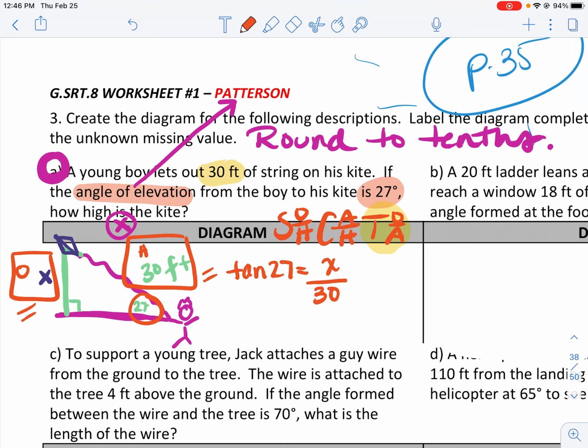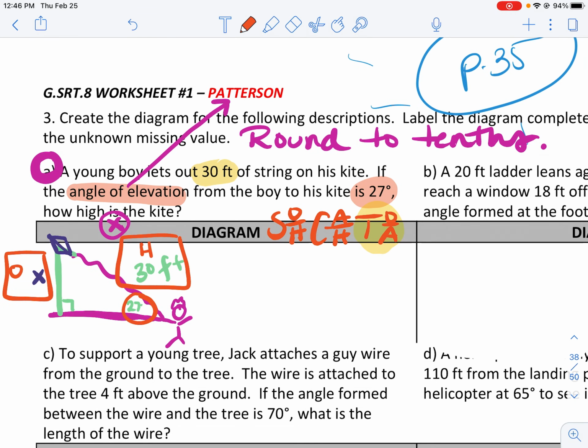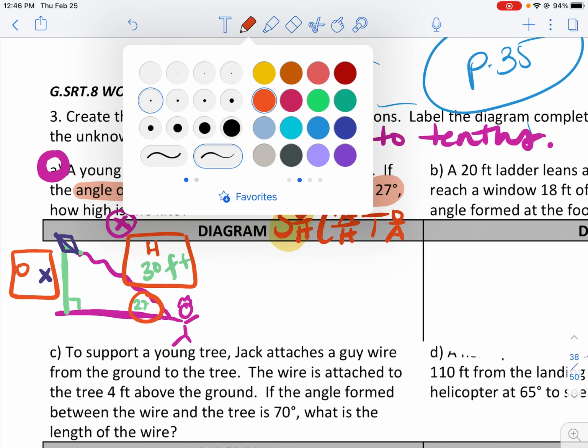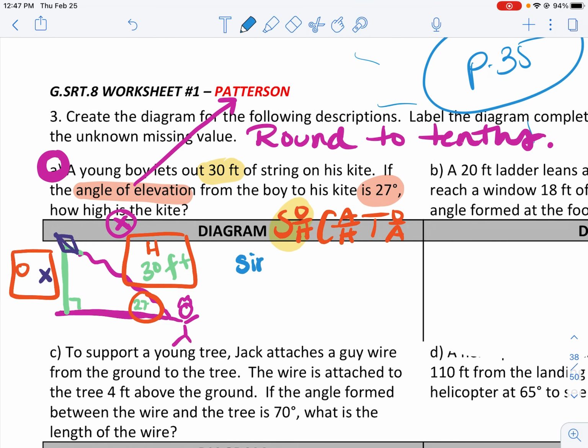Oh wait, hold on, back it up. I did this wrong. I clearly am not very good at writing H's because I thought that was an A. This is an H. So what should I be using, my friends? I should be using sine. So sine of 27 equals X over 30.